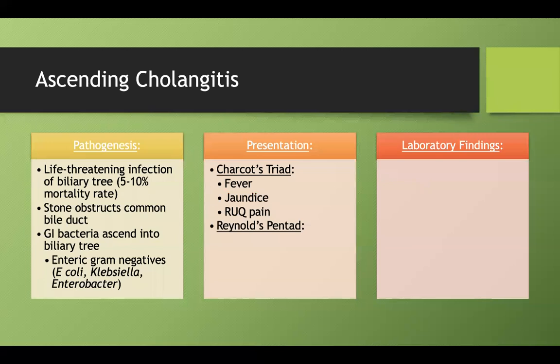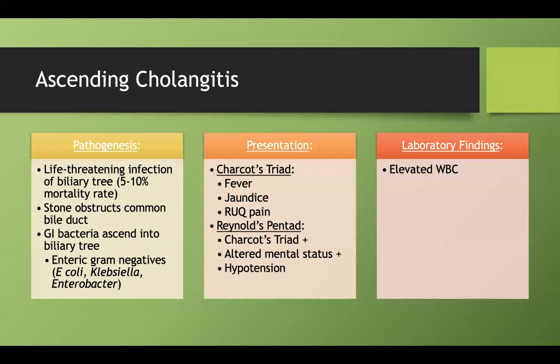Now, in severe cases of ascending cholangitis, they're going to develop Reynolds' pentad, which basically just means they're in shock. They're so sick now that their body's going into shock. So you're still going to see Charcot's triad, and you're going to start to see altered mentation and hypotension. Basically, this person is hypoperfusing now. They're going into shock, and that's why you get Reynolds' pentad.